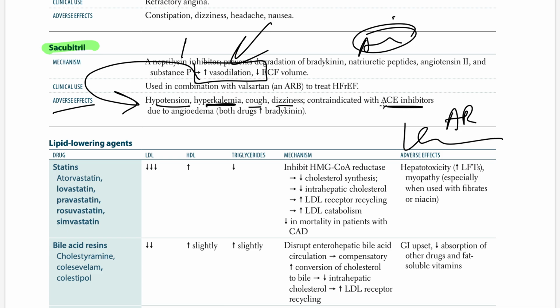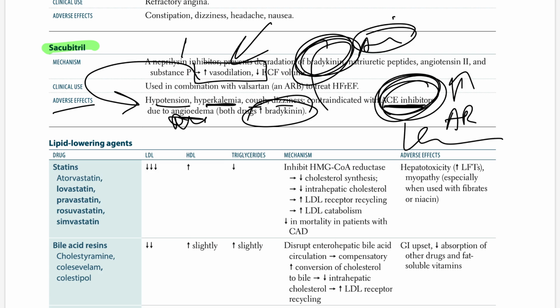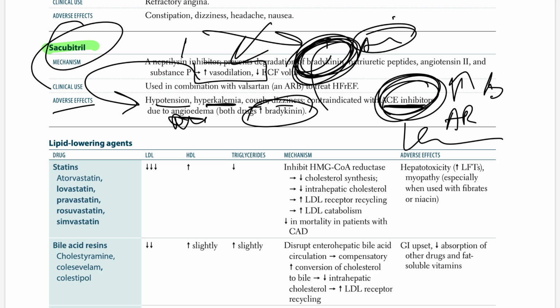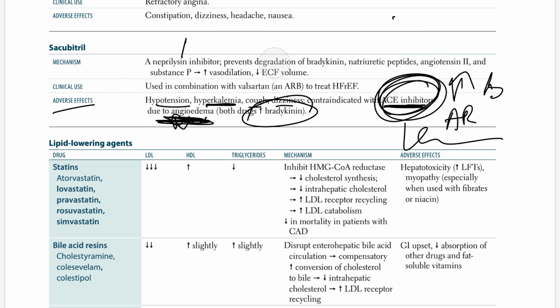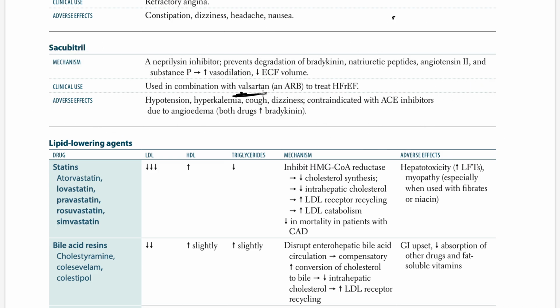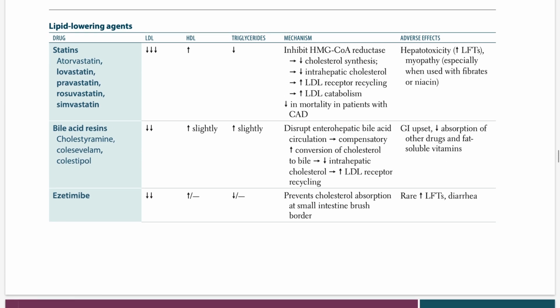dizziness, contraindicated with ACE inhibitors. Why not? Because angioedema can happen, because both of these drugs are causing an increase in bradykinin. ACE inhibitors increase bradykinin. Sacubitril increases bradykinin, leading to angioedema, so they are contraindicated. That's why we only use valsartan, which is an ARB and not an ACE inhibitor. And that is all for sacubitril. Then we have the next thing, and that will be another lecture.